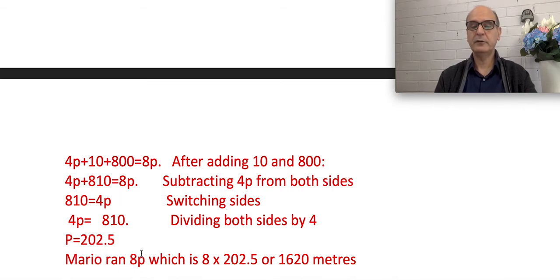Now, they are asking how much Mario runs. We know that Mario runs 8p, and p is that much. So times 8 by that to get 1620. So Mario runs 1620.